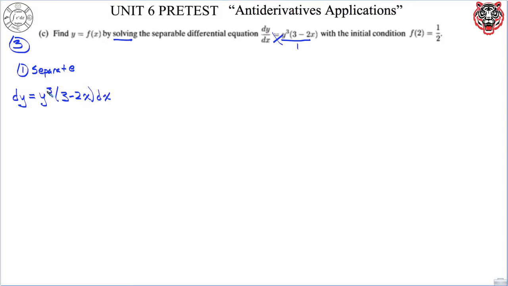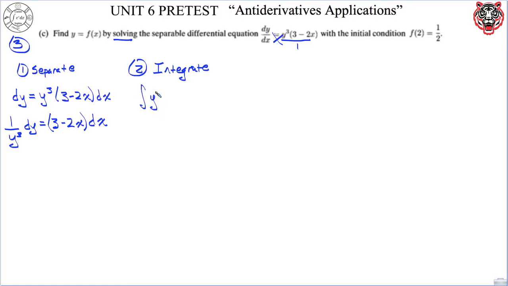And I need to make sure that my y's are on the correct side, so I'm going to divide both sides by y cubed, and I get 1 over y cubed dy is equal to 3 minus 2x dx. Perfect. They have been separated. Step 2, integrate.